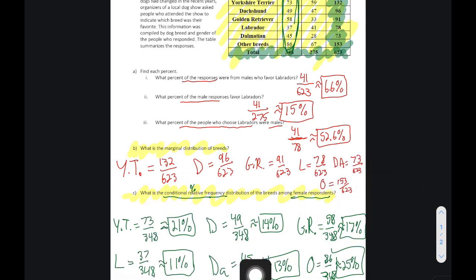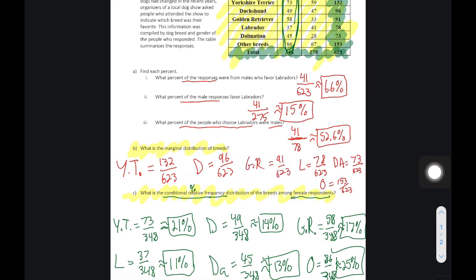All right, and that gives us the complete picture of the distribution for the female respondents. It lets us know how the females decided to vote on what their favorite breed was. 11% of the females liked labs, 25% of them chose other breeds. And think of how different this is from the marginal distribution, right? The marginal distribution includes both females and males, because we're looking at the totals.